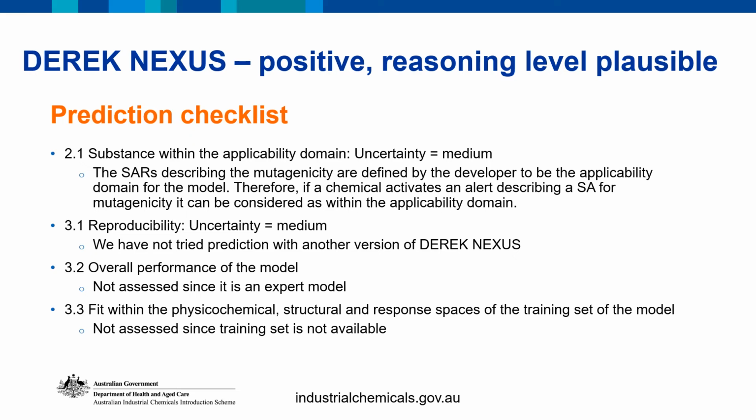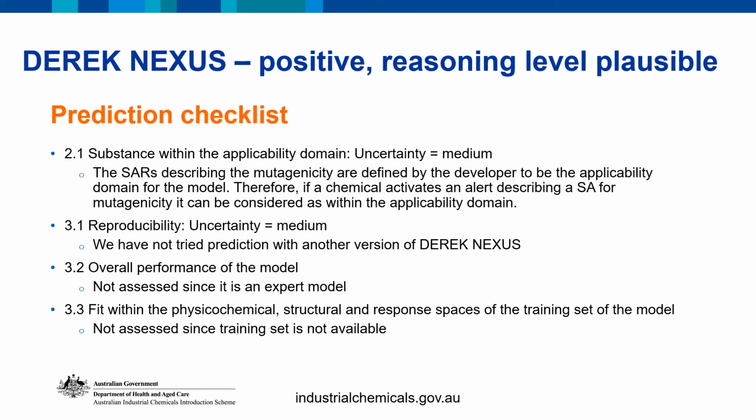DEREK Nexus Prediction Checklist. DEREK Nexus predicted 2-heptanol to be positive for Ames mutagenicity. The reasoning level was plausible. Assessment element 2.1, substance within the applicability domain, was assigned medium uncertainty because the structural activity relationships describing the mutagenicity are defined by the developer to be the applicability domain for the model.